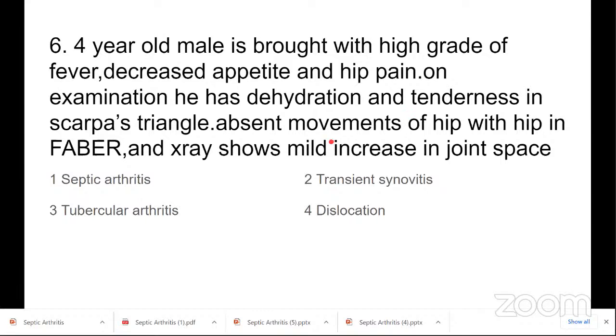Here again, the patient doesn't move or unable to move the hip. Hip in FABER. FABER is flexion, abduction, external rotation. This is a position of the hip, as I told you, where it can accommodate maximum synovial fluid, right? This word I had mentioned even in tuberculosis of the hip also. So in any synovitis of the hip, synovitis can be either inflammatory, non-inflammatory or infective. So the attitude of the limb in synovitis is FABER. Please remember that. X-ray shows a mild increase in joint space. So what is the possible correct answer?